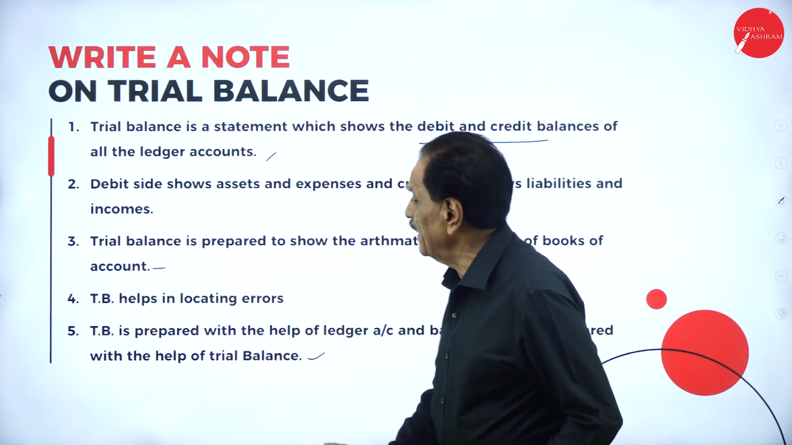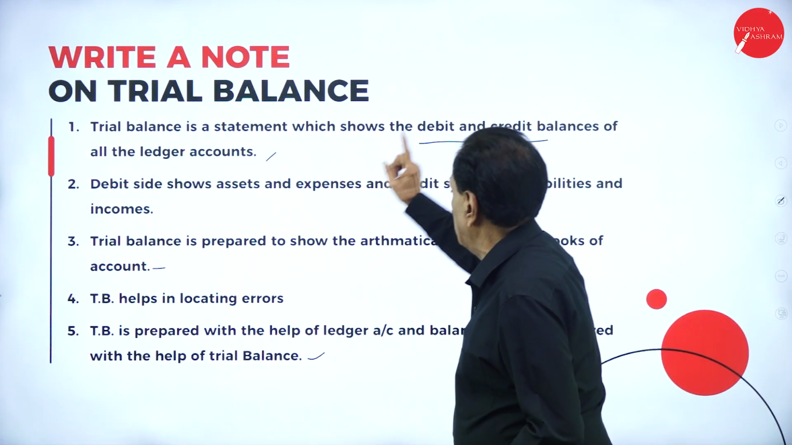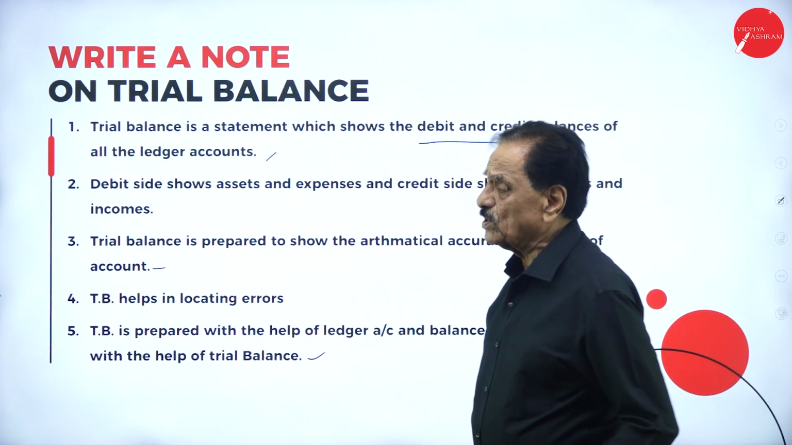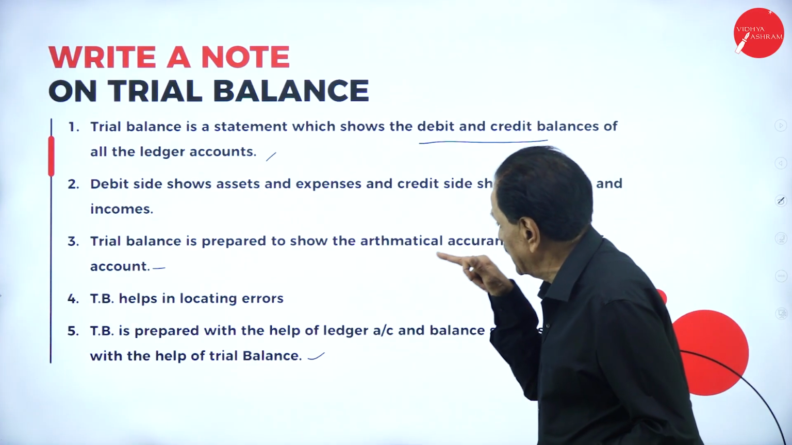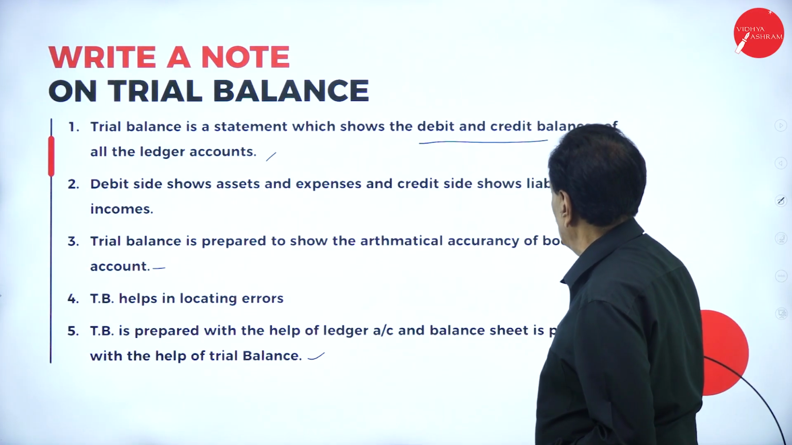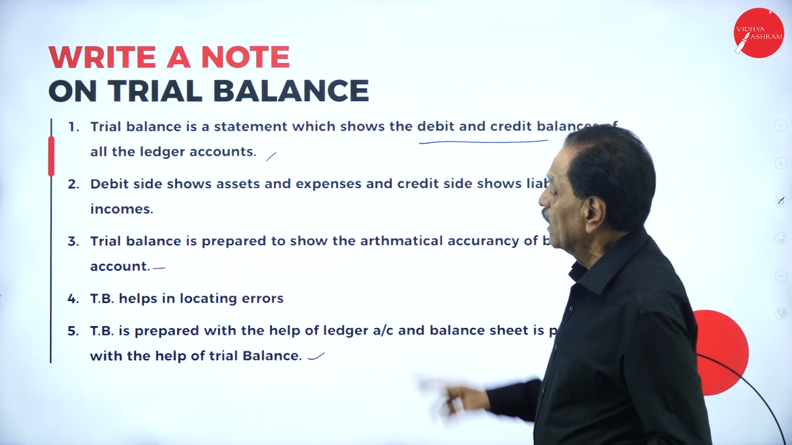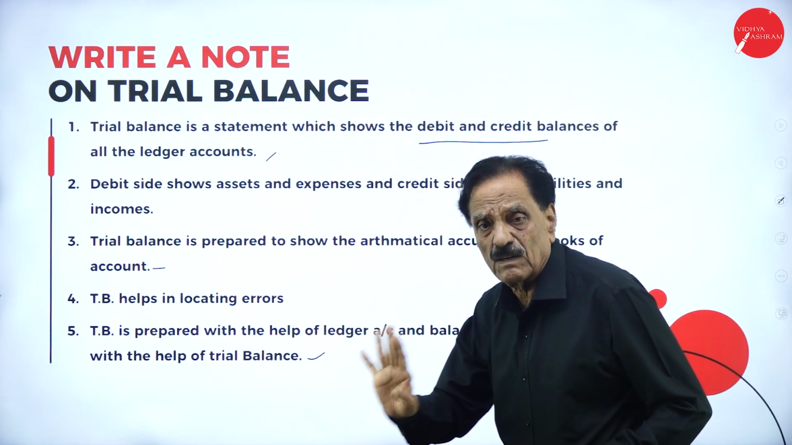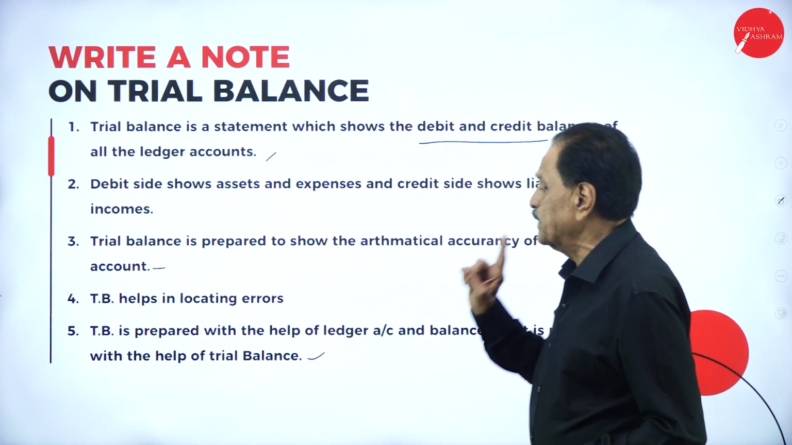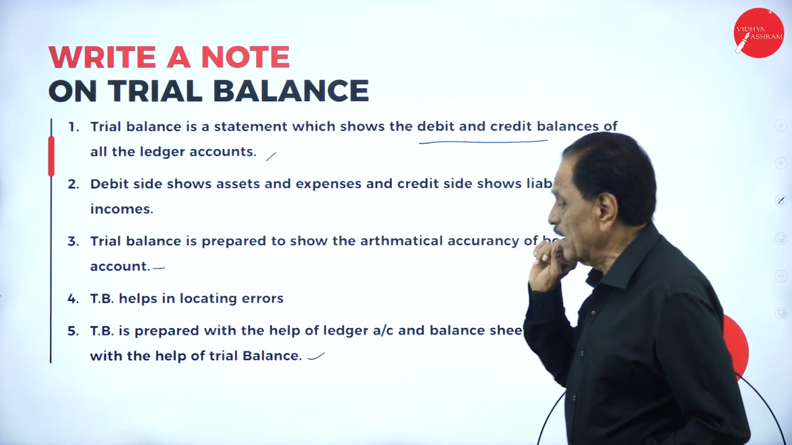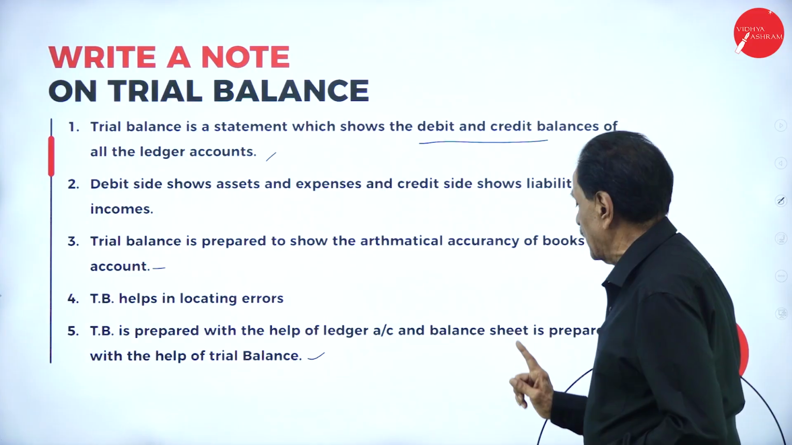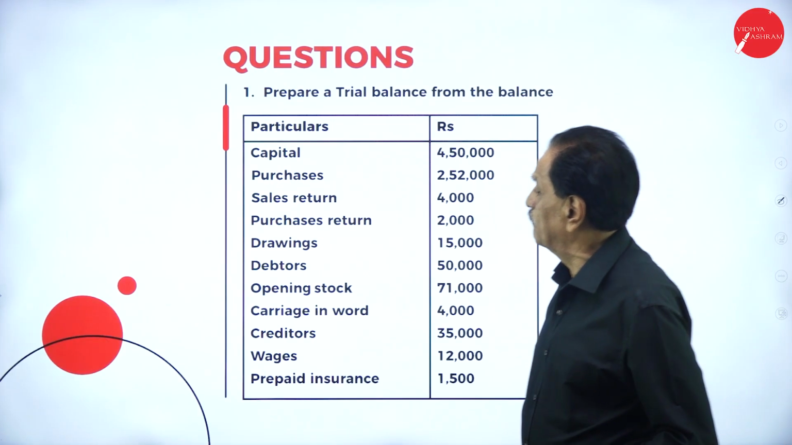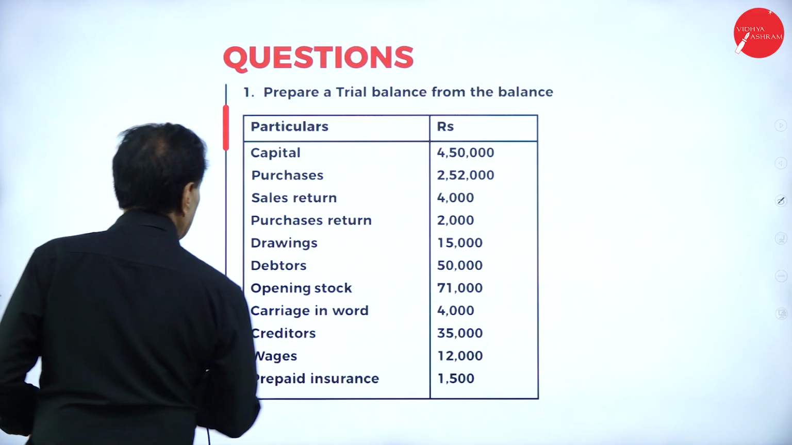Here you must understand, trial balance is a statement which shows the debit and credit balance of all the ledger accounts. Debit side shows assets and expenses, credit side shows liabilities and income. Trial balance is prepared to show the arithmetical accuracy of books of account. Trial balance helps in locating errors. Trial balance is prepared with the help of ledger accounts, and balance sheet is prepared with the help of trial balance. So they will give like this.